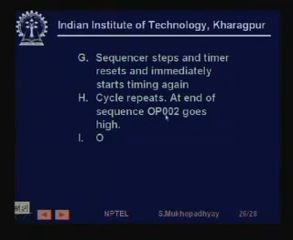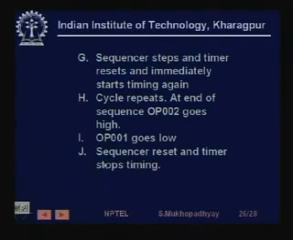At the end of the sequence OP002 goes high, which means that OP001 goes low and the sequencer resets and the timer stops timing. So this is how it works.